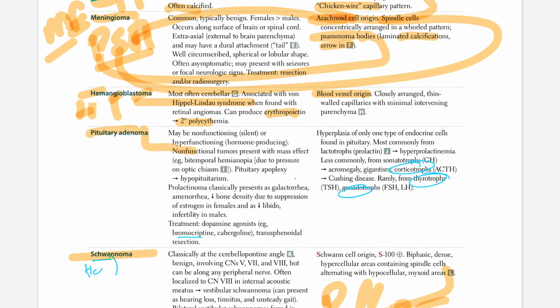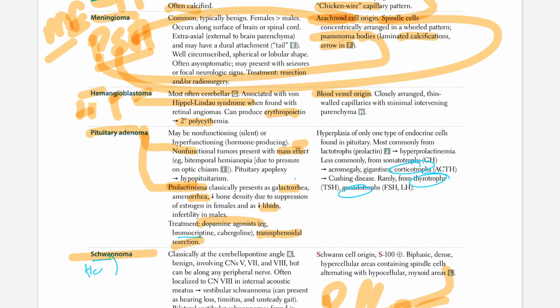It could be functional, non-functional. Non-functional gives you mass effect headache. Functional, most commonly it's going to increase prolactin. Prolactin signs and symptoms are galactorrhea and amenorrhea, decreased libido in males and infertility, and gynecomastia in males. Dopamine agonist is a treatment, or transsphenoidal resection if dopamine agonists are not working.